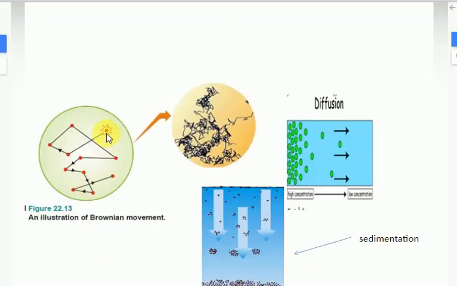These are examples of Brownian motion only, the zigzag motion of the particles. Okay, diffusion is nothing but particles moving from high concentration to low concentration only. Then there are coagulation and sedimentation of the particles.